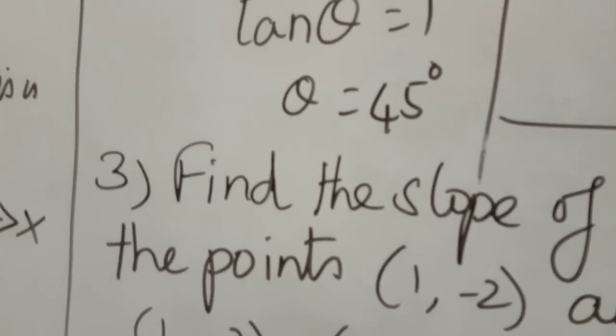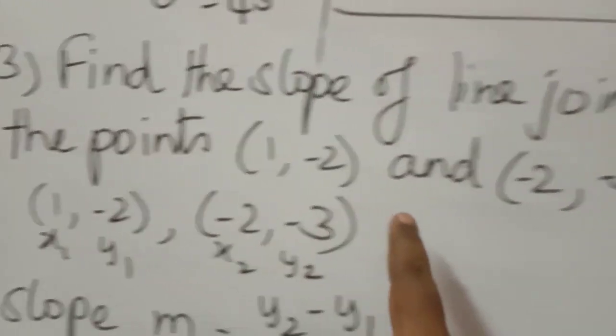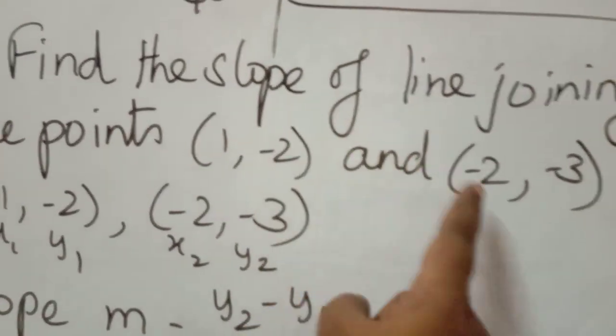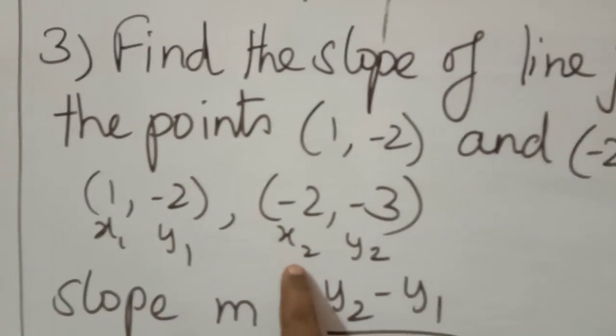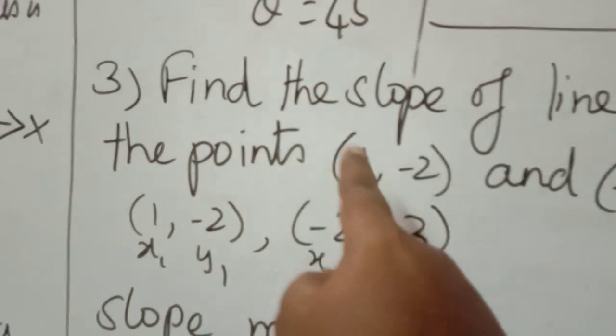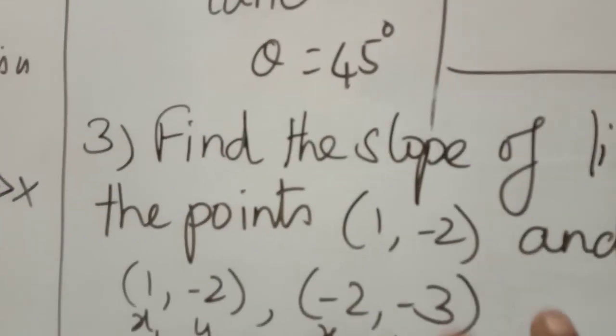Now question number 3. Find the slope of the line joining the points. Two points are given. We have to find the slope of the line joining these two points. Consider the first point as x1, y1 and the second point as x2, y2. Again go to the question and see what we have to find: slope. Question 1 also asked for the slope, and question 3 also asks to find the slope.